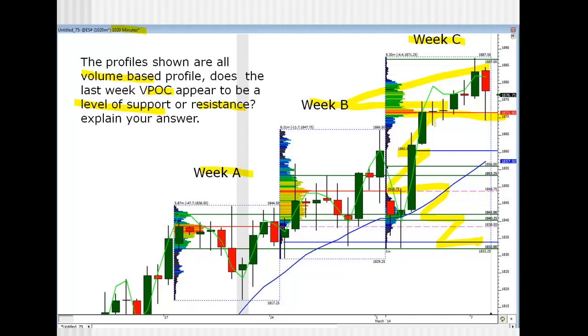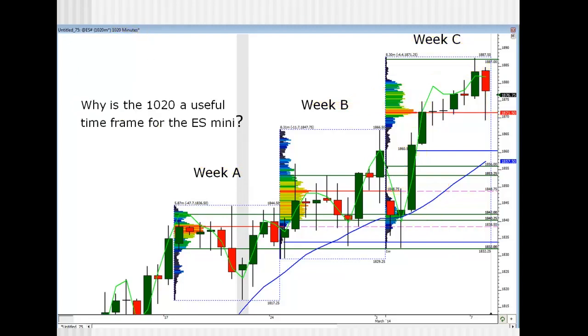Well, let's take a look at what happened when prices came to that level. They dipped below, came right back up, dipped below, came right back up, dipped below, took it higher, and we came back to test it here. It pushed right back up. So far, that volume point of control has been a strong level of support. That's not to say it will be a support level forever, but at least on this chart it certainly is a support level. Now, why are we using the 10-20 minute time frame?